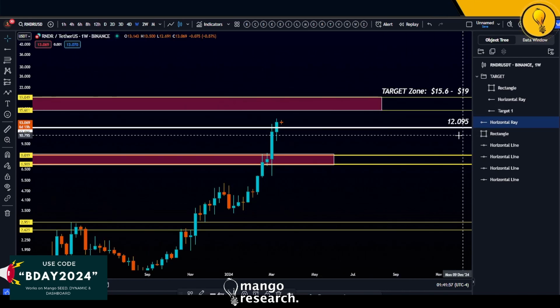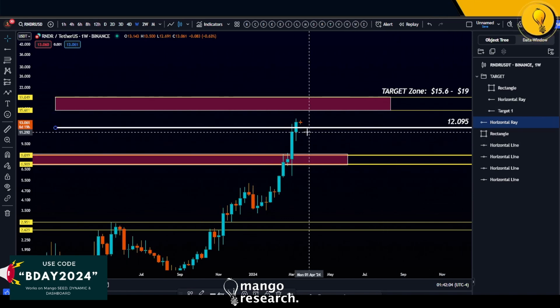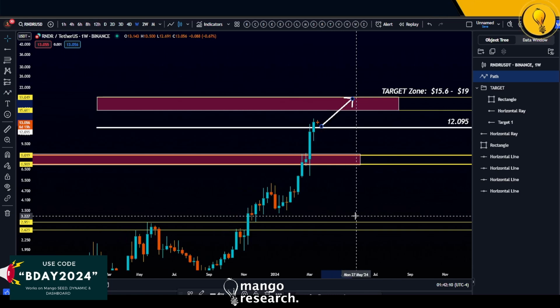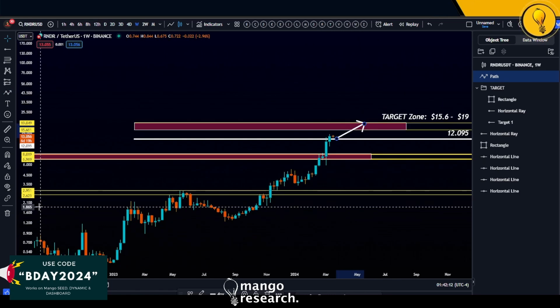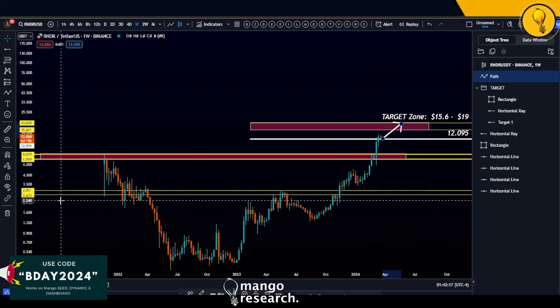I'm looking for Render to hold this region, $12.09. Take note of the number if you need to. Strength over this region is going to give me a tip that Render sees continuation to the upside all the way up to this next target range. Do I think Render stops there? No, I think this is a bull market. I think not just Render, but many of the altcoins have much, much higher targets that they have yet to achieve.